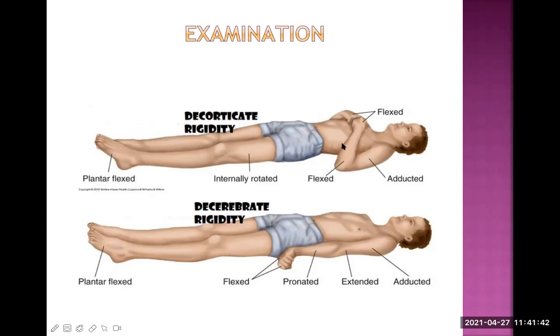But the main difference is in the upper limb. In decorticate rigidity, the upper limbs are flexed. Look at the elbow; it is flexed. Okay, and the limbs are adducted. Whereas in decerebrate rigidity, the elbow is extended and the wrist is flexed. Here also the wrist is flexed, but the arm is extended, a bit pronated also. So these are the very important differences. And decerebrate rigidity is always considered more serious than decorticate rigidity.